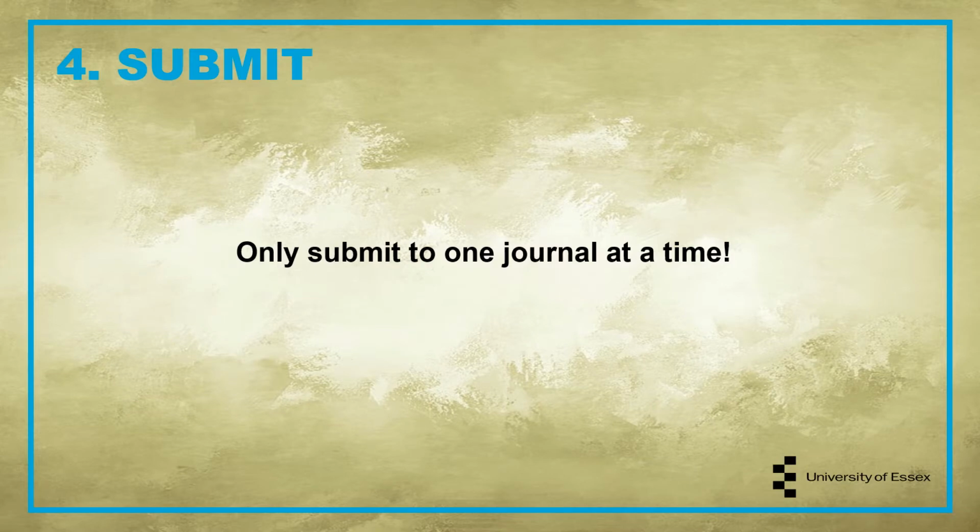The golden rule for submission is to only submit to one journal at a time. It might seem logical to submit to more than one to increase your chance of publication, but if more than one is accepted, it can cause problems going forward. It also wouldn't be possible to have fully adapted the paper for the journal you were submitting to if you had submitted to more than one at a time.